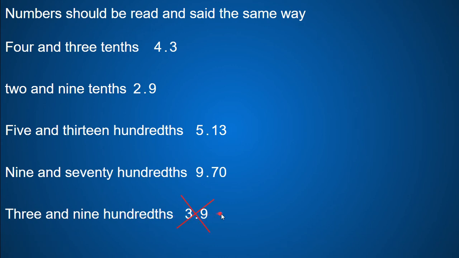So this is incorrect. I need to write down my whole number, 3, my decimal point for the and now I need to write 9, but it needs to have 2 digits. So I put a 0 and then a 9. So this says 3 9/100. So to check your work, make sure that your decimal is said the same way the words are read. Make sure the way the words are read is the same exact way the decimal is said.